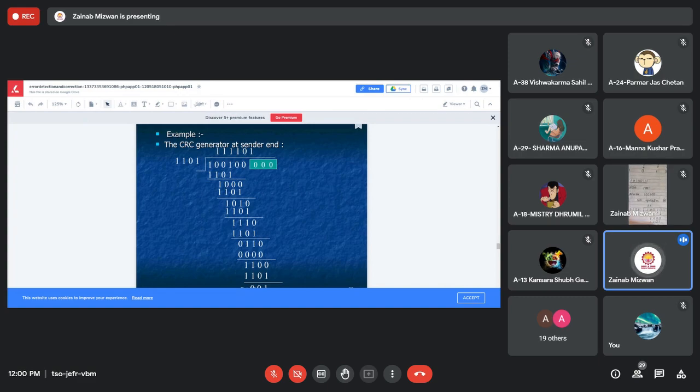So again 0 XOR 1 will be 1. 0 XOR 0 will be 0. 0 XOR 1, this value will be 1 over here. And again 1 XOR 1 is 0, so I don't need to write this particular value. Again the 0 is remaining, and I'm going to take the 0 down over here. So again I got 1 0 1 0.